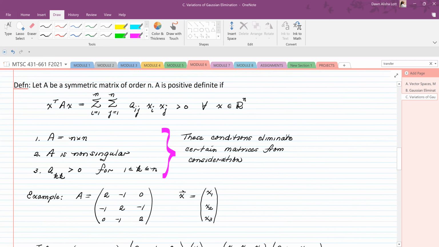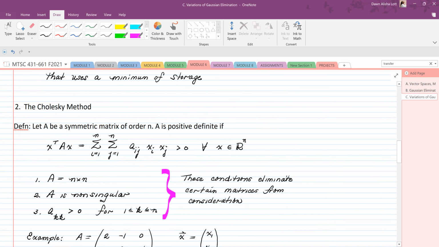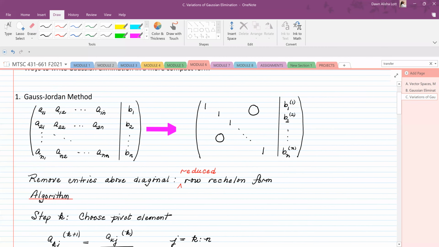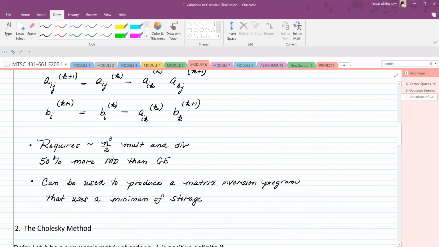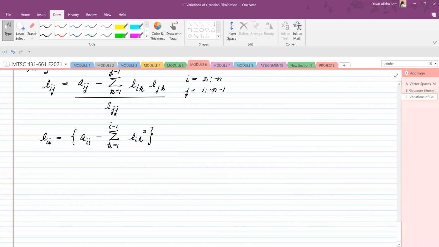So we've looked at the Gauss-Jordan method, and then we looked at the Cholesky method, and now the algorithm. That's how we solve that. Next we want to look at tri-diagonal systems.